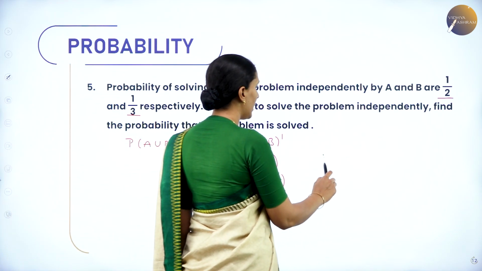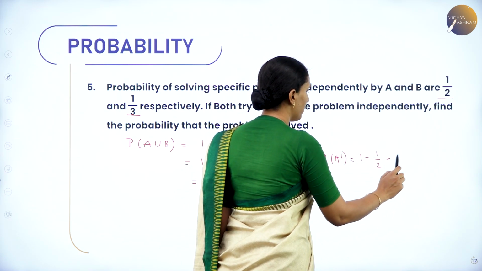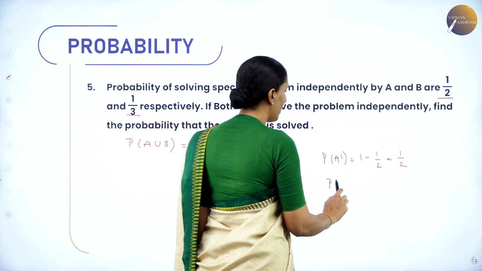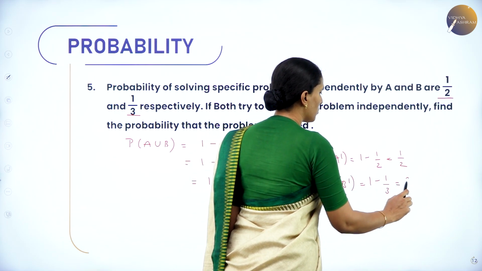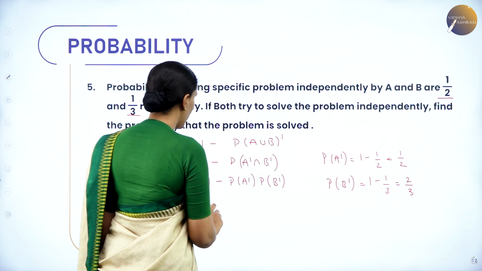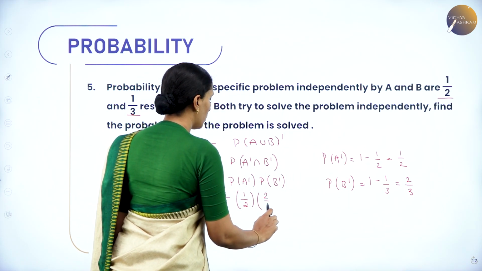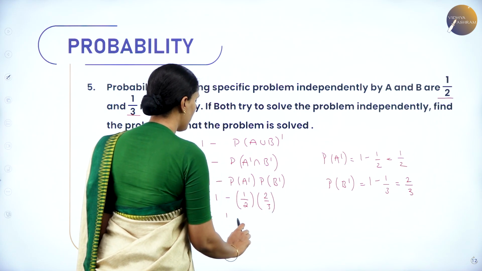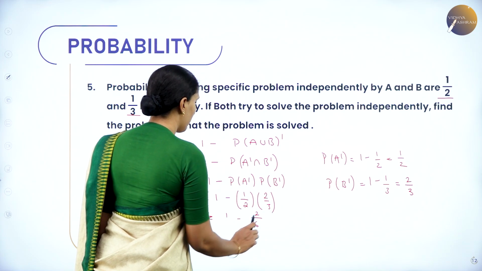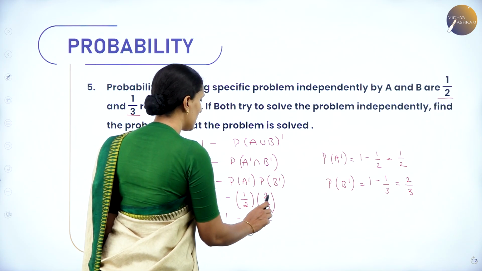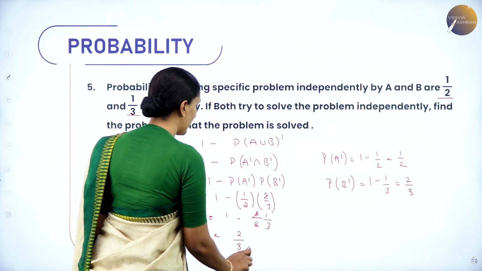So, therefore, if we need probability of A dash, then it is 1 minus 1 by 2, which is 1 by 2. And if we need probability of B dash, then it is 1 minus 1 by 3, which is 2 by 3. So, substituting here, we will get 1 minus 1 by 2 into 2 by 3. So, which is 1 minus 2 divided by 6. So, if we cancel this, again this is equal to 1 by 3. So, the value is 2 by 3.